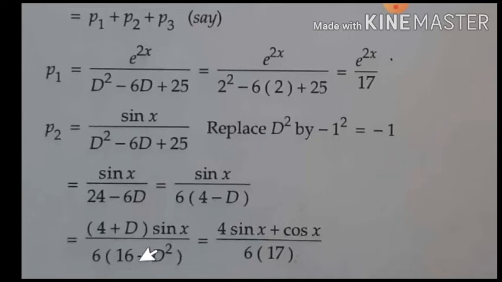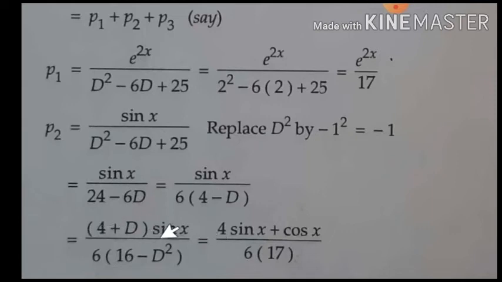plus d, which can be written as 4 square minus d square, a square minus b square form. So 4 square is 16. Then what is the condition of replacement? d square is minus 1. Minus minus becomes plus 1. So 17 into 6. And what happens with the numerator?